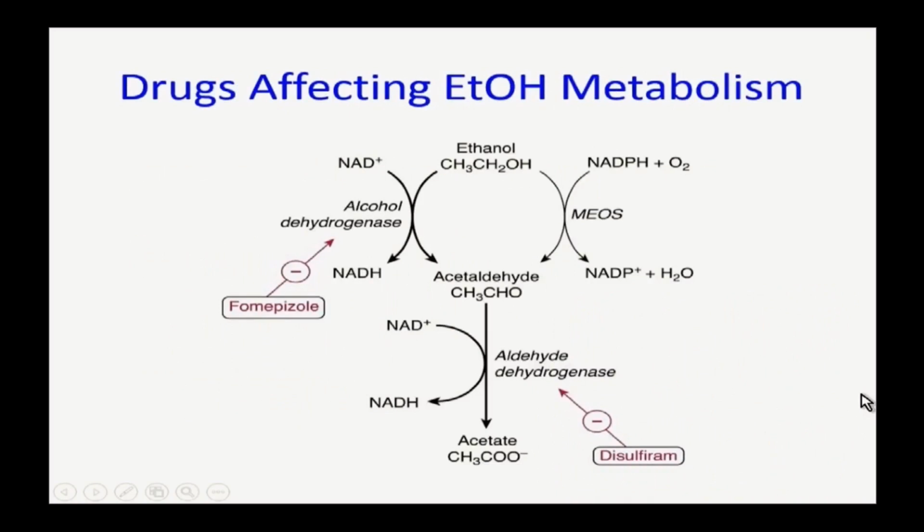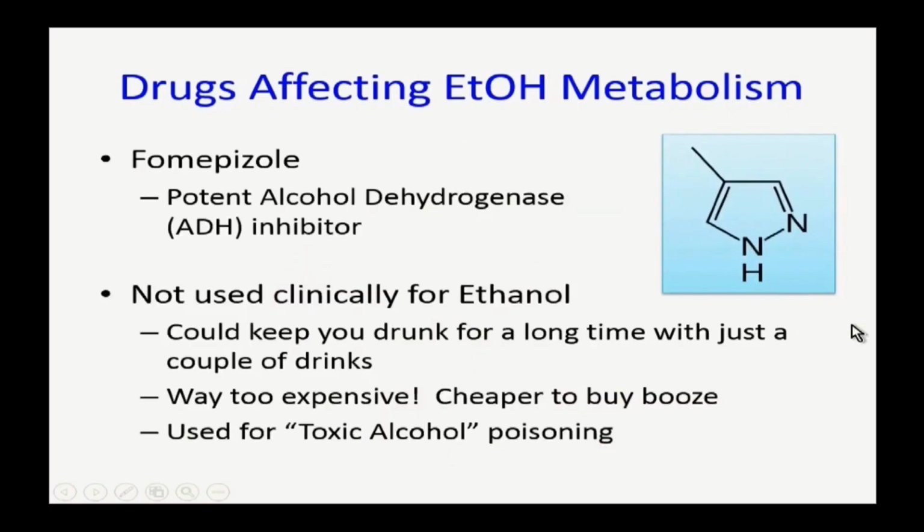So now I'm going to be talking about some drugs that affect ethanol metabolism. This is the same figure I showed you before, but I put in this drug disulfiram and this drug fomepizole over here. Fomepizole is a very potent alcohol dehydrogenase inhibitor. And we would never use it on someone who is drunk with ethanol. If you did, they can't turn the ethanol into acetaldehyde. It just stays around for a very long time. So you could say, oh, I just had a couple of drinks, I take some fomepizole, I can just stay drunk all night. That's just way too expensive of a way to go. Fomepizole is too expensive. It's much cheaper just to buy more booze. However, where fomepizole is used therapeutically is in toxic alcohol poisoning.